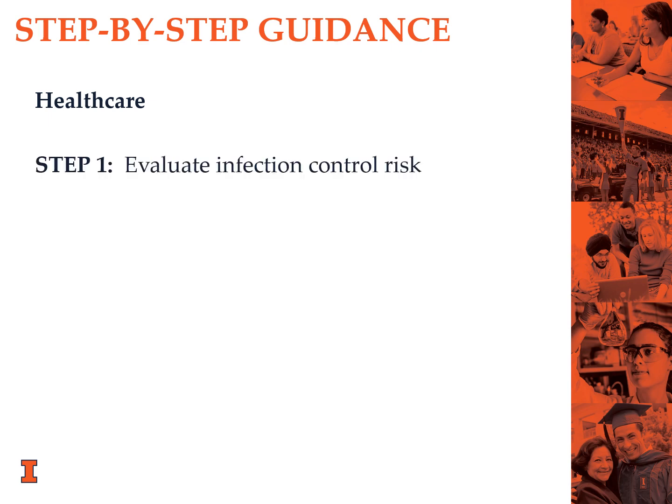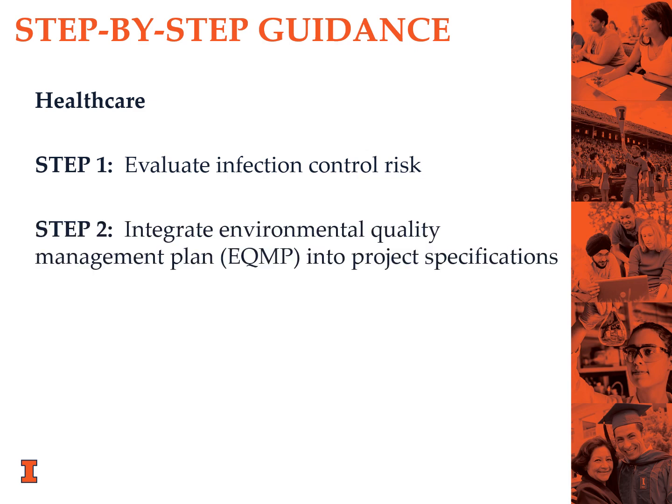For healthcare projects, the first step towards achieving this credit is to evaluate the infection control risk. Step 2 is to integrate the Environmental Quality Management Plan, EQMP, into the project specifications. In order to do this, the EQMP must be developed. This EQMP is similar to the IAQ management plan, except with more measures. A detailed checklist can be used instead of an EQMP.